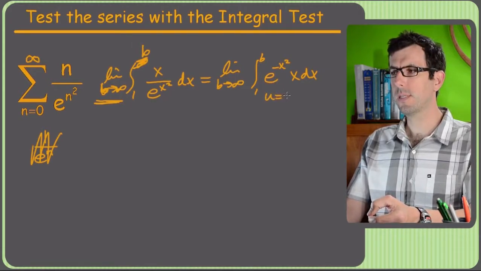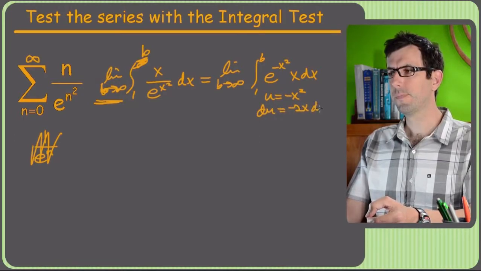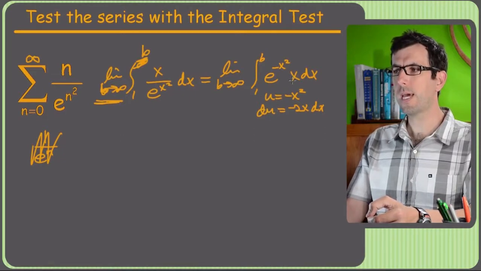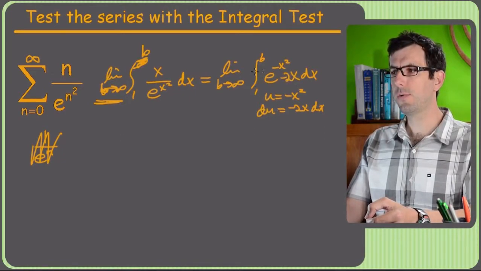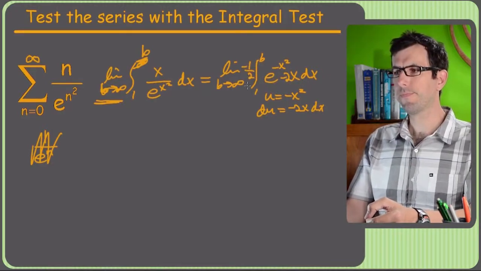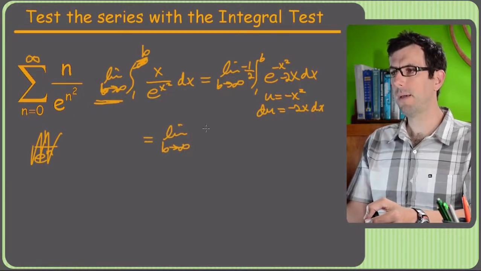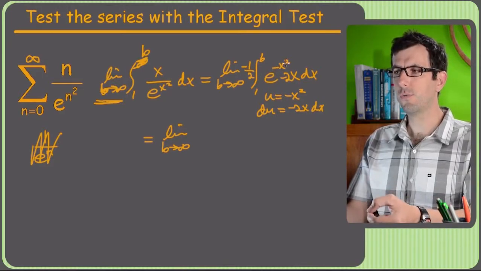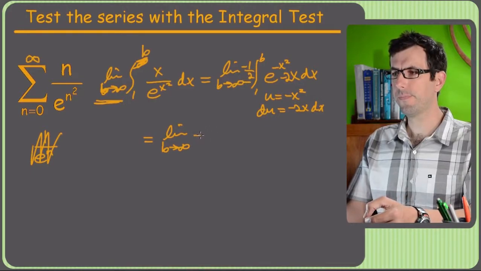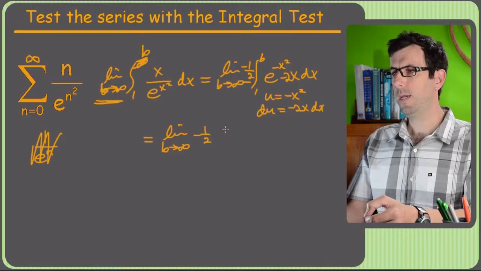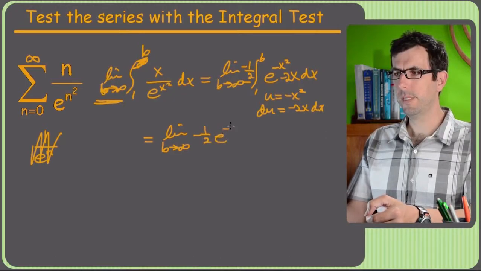My u equals negative x squared, because that's the exponent of e. So my du is going to be negative 2x dx. And look at that, I've got an x. So I just need a negative 2, which means I need a negative 1/2 out front to make up for it. I still have my limit as b approaches infinity for all my steps. So e to the u du just integrates to e to the u. So I've got my negative 1/2 out front, and then e to the negative x squared from 1 to b.